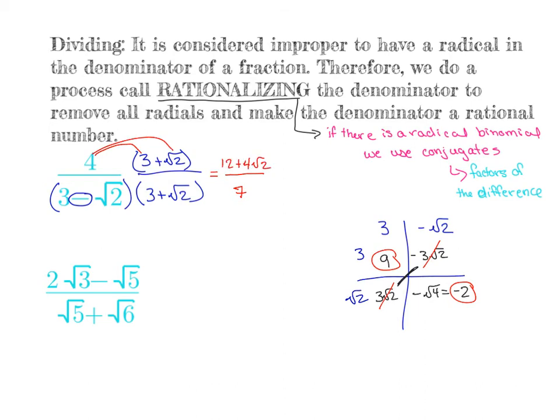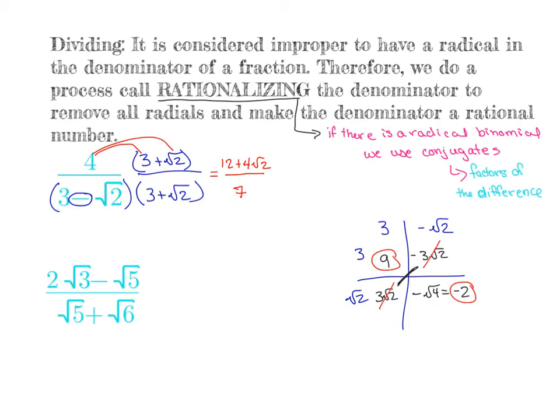And then that's our answer for dividing, in that it's been rationalized, because again, there is no radical in the denominator. And we did that by multiplying by conjugates here. Remember, it's the negative and the plus, and then the same numbers that make it a conjugate.